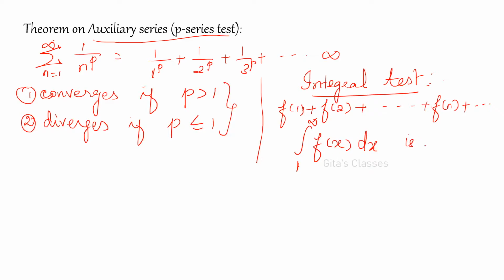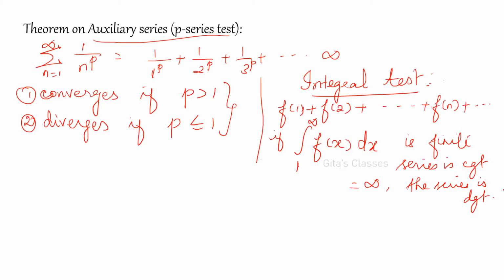converges if it is finite. If this is finite, then you can say that the given series is convergent. If this is equal to infinity, then the series is divergent. This is what we are going to prove in the integral test. Okay, not now. We are going to prove it in the integral test. This is the statement. Okay, you need not even prove that.